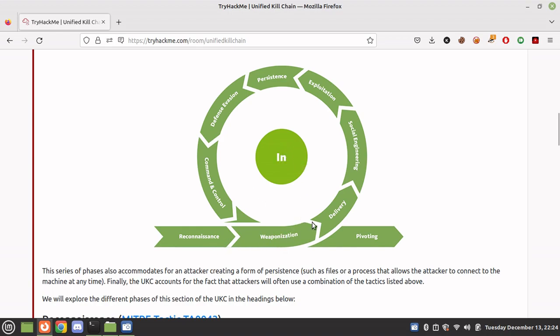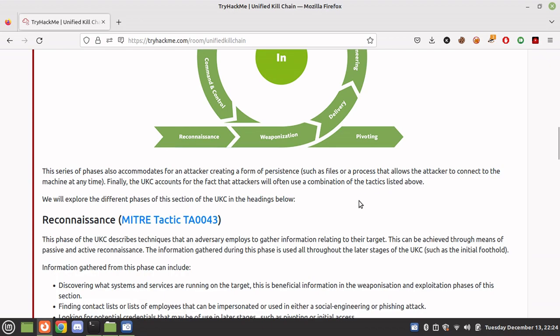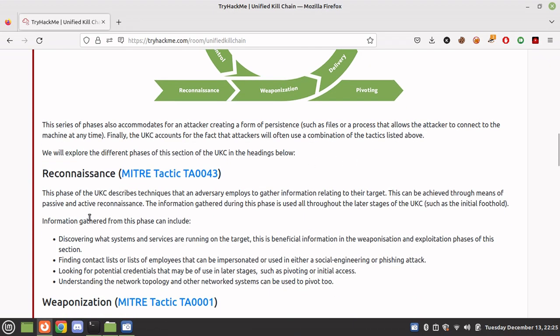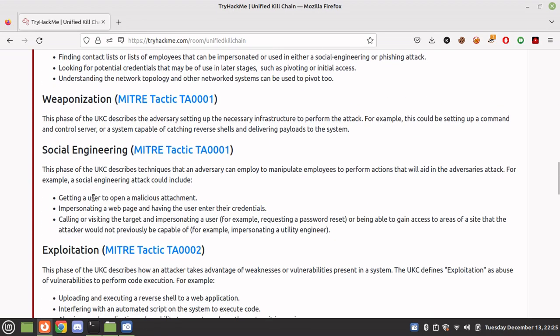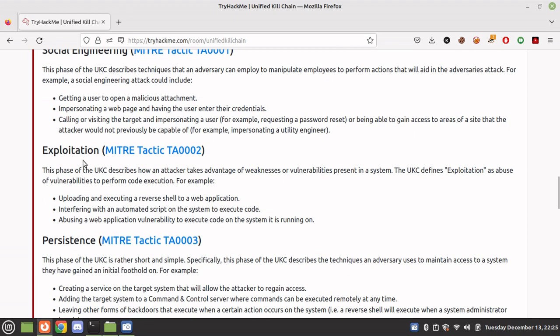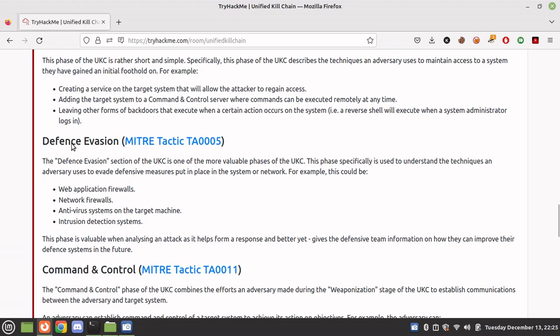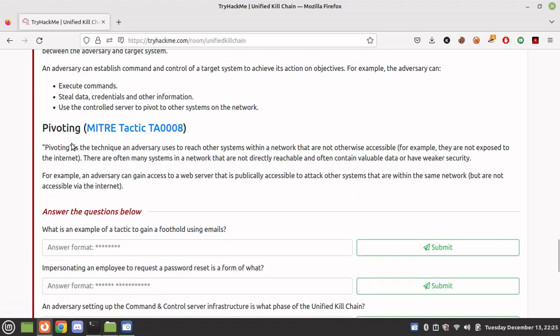Okay, first we have reconnaissance, then we have weaponization, then we have delivery, social engineering, exploitation, persistence, defense evasion, command and control, and then pivoting. So basically this chain really works well. And first we have reconnaissance, then weaponization, then social engineering, then exploitation, persistence, defense evasion, command and control, pivoting.